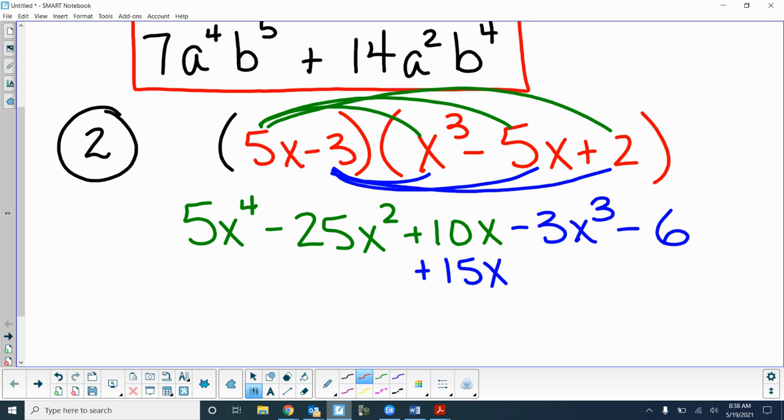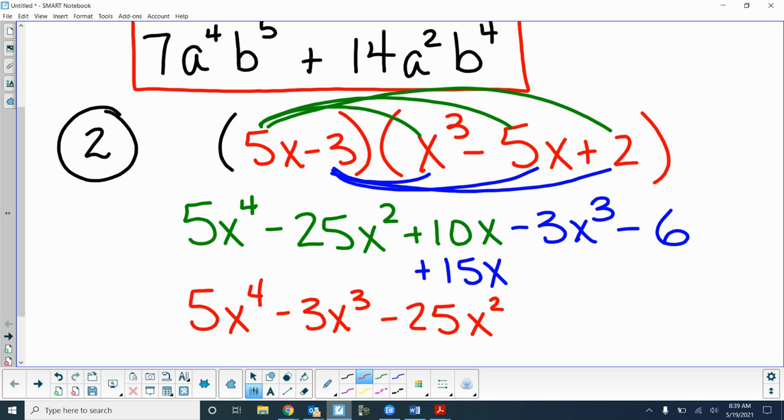Okay. Now I like to put it in order from highest degree, which means highest exponent, right, down to lowest. So I'm going to put negative 3x cubed next, and then the negative 25x squared, and the 25x, because those are like terms, and then minus 6.